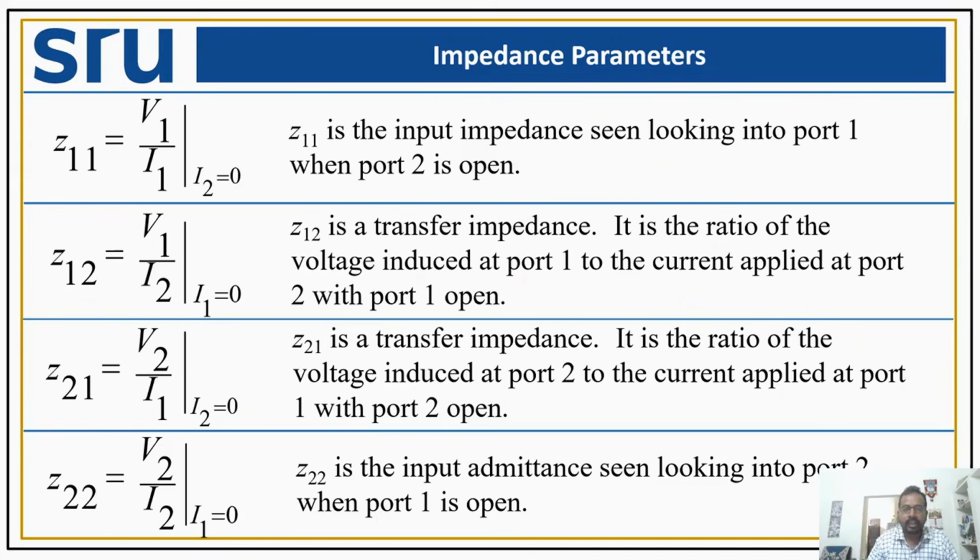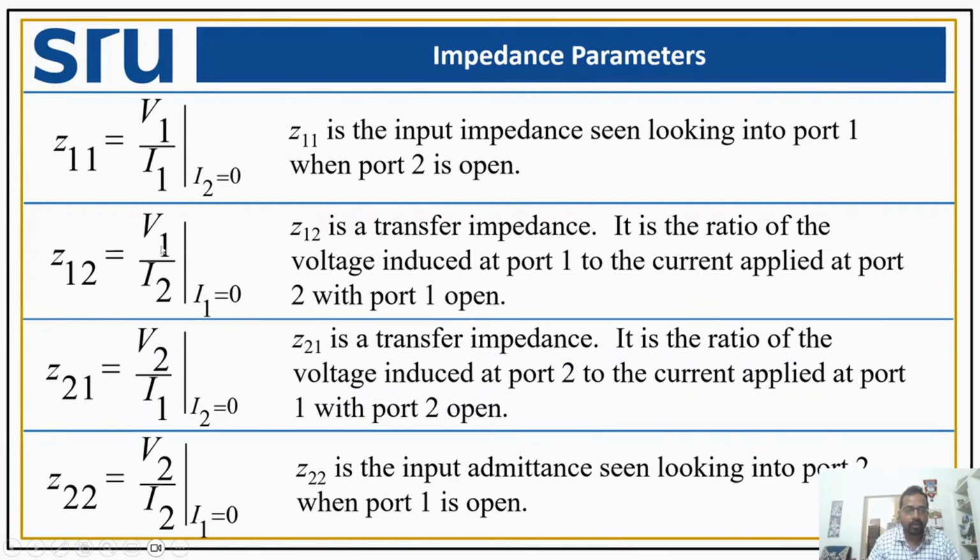So, now let us recapitulate the impedance parameters. Here we are writing Z11. This 11 is given because we apply the excitation at port 1 and see the response at port 1 itself. The response is the voltage V1 and the excitation is I1. So, it's a 1-1 ratio.